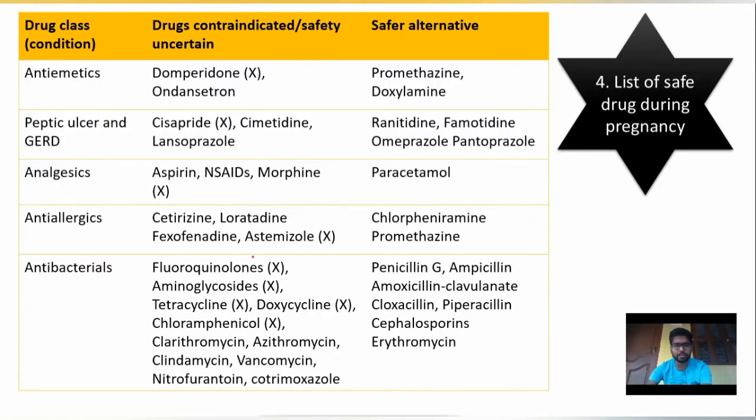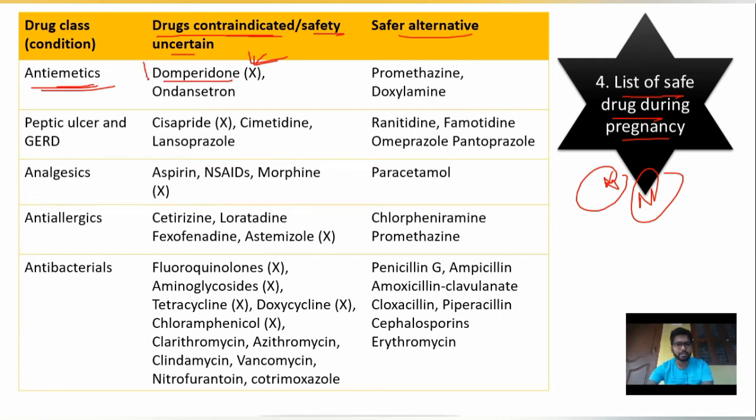Then coming to the next slide, the last list: the list of safe drugs during pregnancy. It is very important. See, antiemetics is a drug class, and there are drugs contraindicated or of uncertain safety. The cross marked ones are contraindicated, and the safer alternatives are here. In case of antiemetics, domperidone is contraindicated during pregnancy, and the safer alternatives are promethazine and doxylamine.